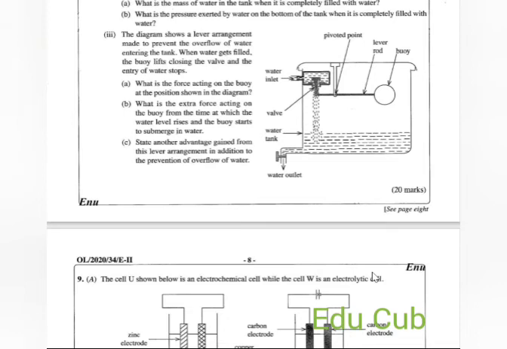In question 3, the diagram shows a lever arrangement made to prevent the overflow of water entering the tank. When the water gets filled, the valve lift closes the valve and the entry of the water stops. First of all, observe the diagram carefully. Question A, what is the force acting on the valve at the position shown in the diagram?